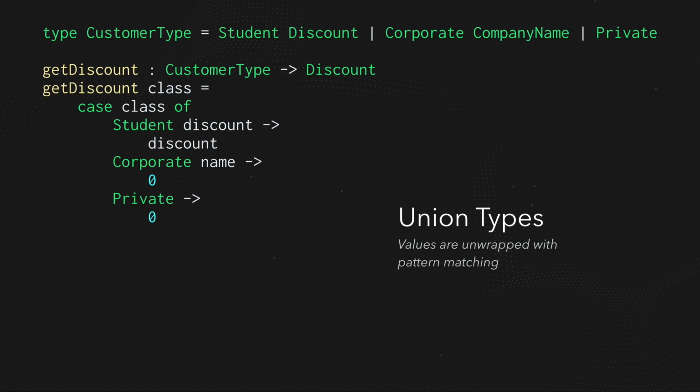And we know that whenever you have a student, you will have a discount, which is of type discount, which is an int. And whenever you have a corporate value, you will have a name, which is a company name, which is a string. And then you basically have type-safe unwrapping of all of these values. So they're all of the type customer type, but the different branches have different data. So they're all the same type, but different.